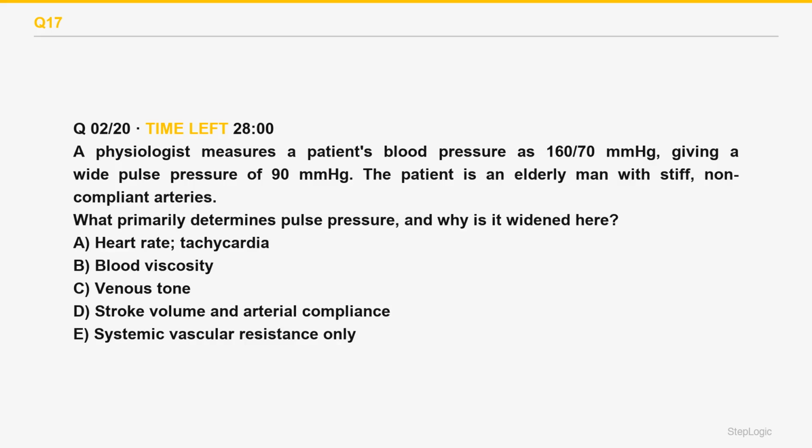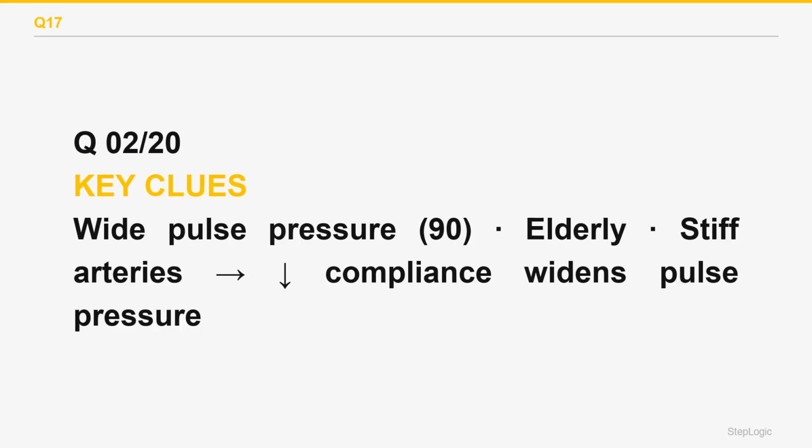What primarily determines pulse pressure, and why is it wide here? A physiologist measures a patient's blood pressure, giving a wide pulse pressure of 90 mmHg. The patient is an elderly man with stiff, non-compliant arteries. Read the command: what determines pulse pressure and why widened. Pulse pressure, stroke volume, arterial compliance, stiff arteries widening.